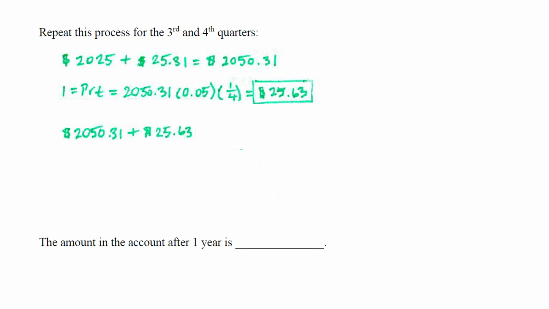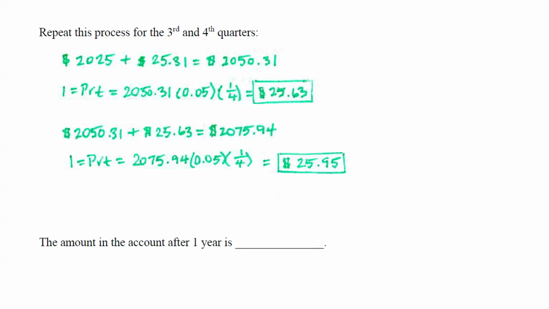Before we go into quarter 4, we'll now take our principal, add our interest to find the principal that we have going into quarter 4, which gets us $2,075.94. And then we will take that value and find the interest. Again, taking our new principal, multiplying it by the rate and the time, and we get $25.95. So then we're going to add this new interest to our principal, and we get a total of $2,101.89. So that means the amount in the account after year 1 is $2,101.89.